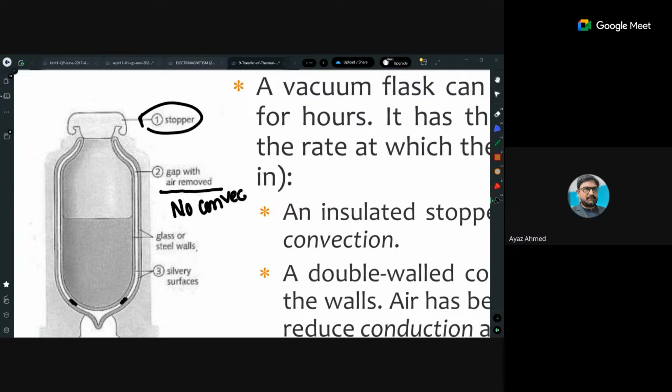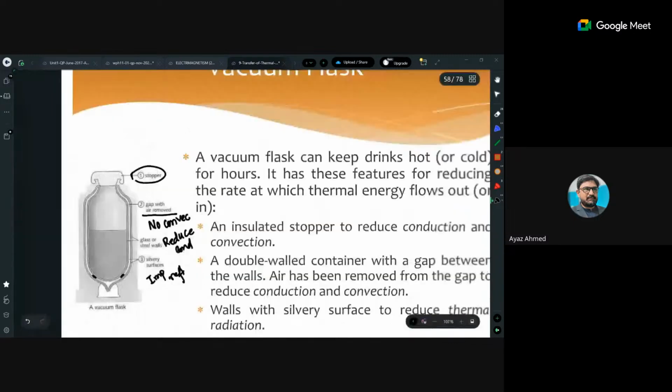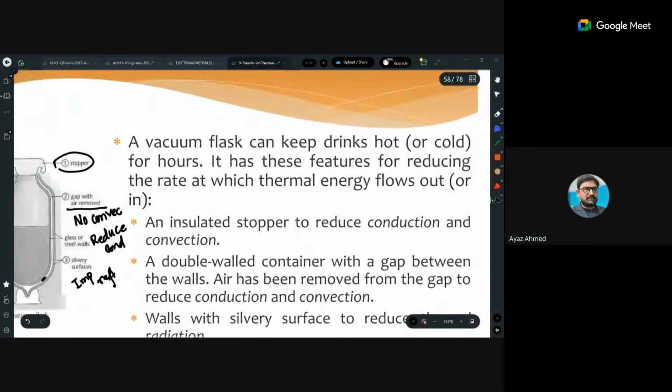Glass or steel is used to reduce conduction. Okay, reduce conduction. And then silvery polished surfaces, that is in and out, they are used to improve reflection. Okay, so these all are the ways to keep or contain the heat. So a vacuum flask can keep the drink hot or cold for hours. It has these features for reducing the rate at which the thermal energy flows out or in.